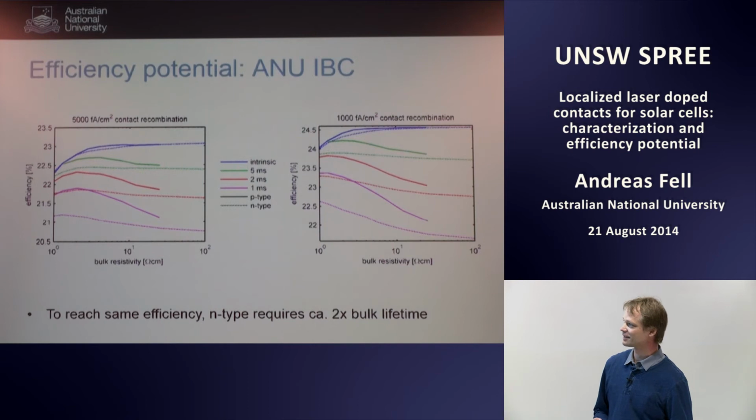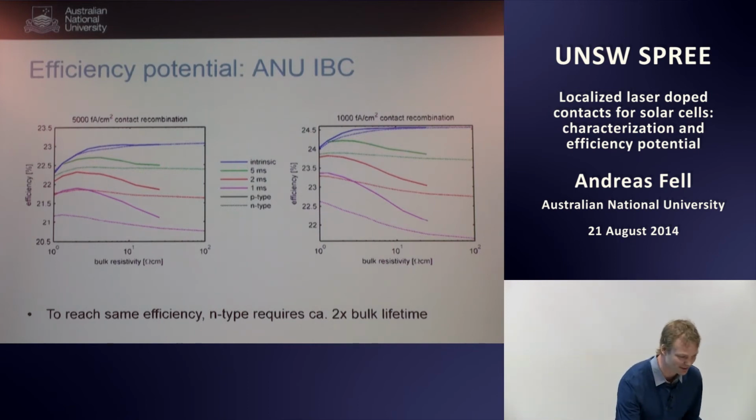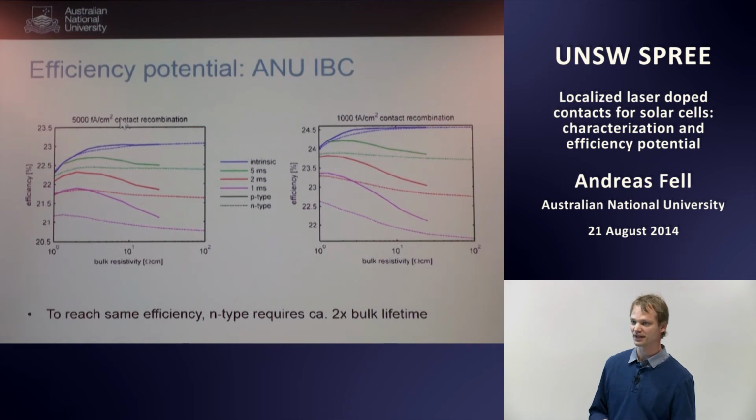And here are the results. I have to apologize, maybe a bit hard to see. But the dashed lines here correspond to N-type material, the solid lines to P-type material, and the different colors correspond to different lifetimes. And on the left-hand side, I assumed 5,000 femtoamps per square centimeter for the recombination at the laser doped features, both for N and P-type, and on the right-hand side, 1,000.